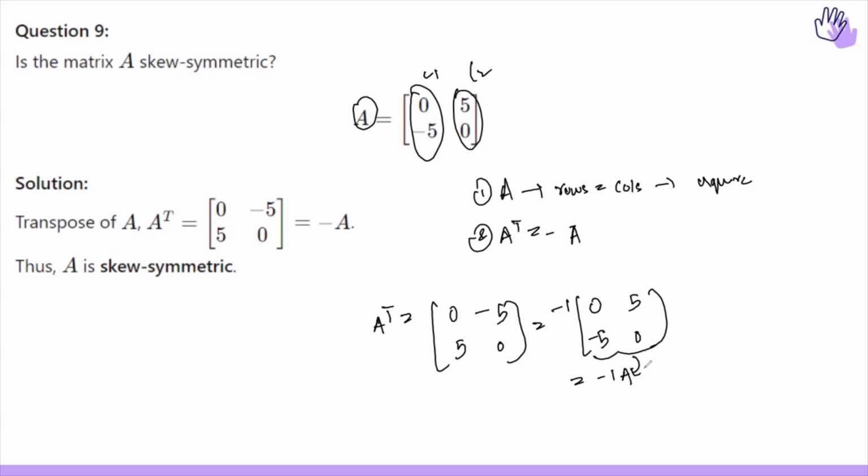Okay, so the transpose operation is done. Once the final result is the negative of the original matrix, that means it is a skew symmetric matrix. If it's the same matrix that we started with, then it is a symmetric matrix. Okay, so that is how we find whether a matrix is symmetric or not. Coming to the next question.